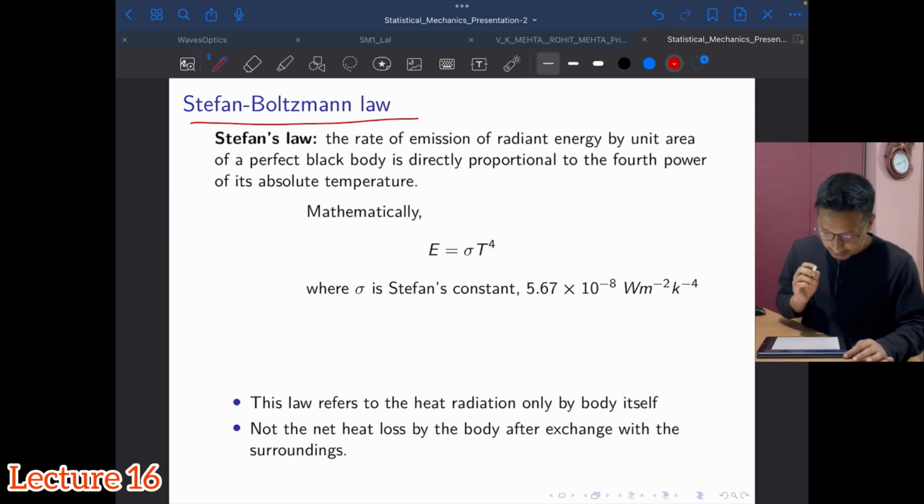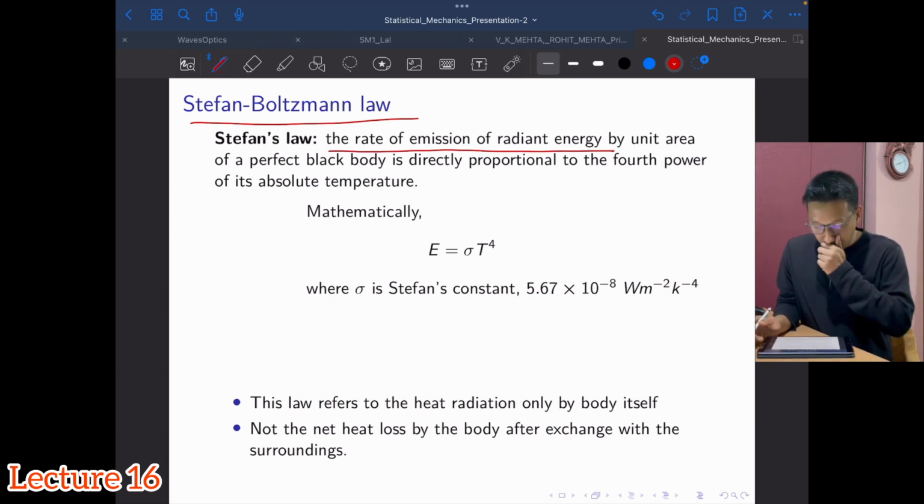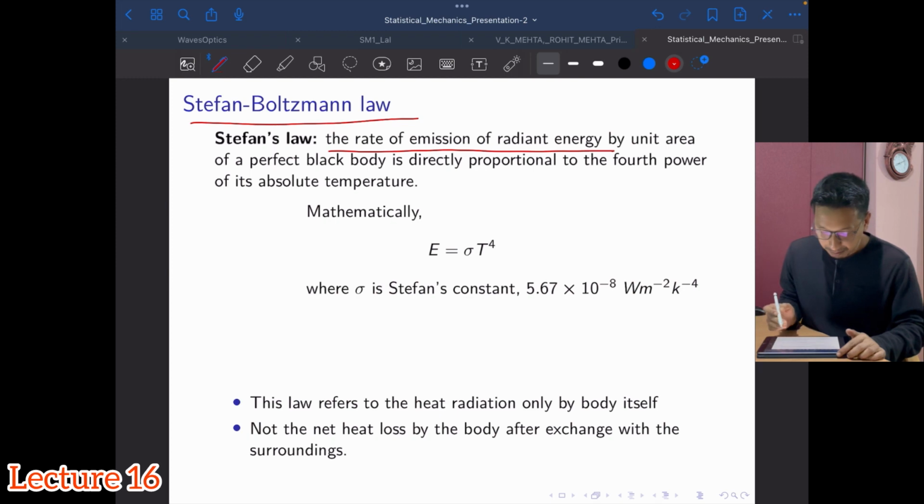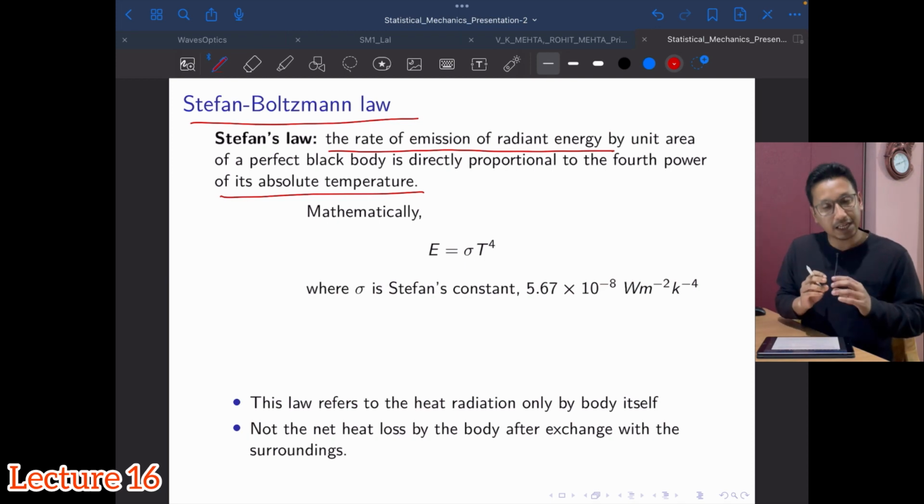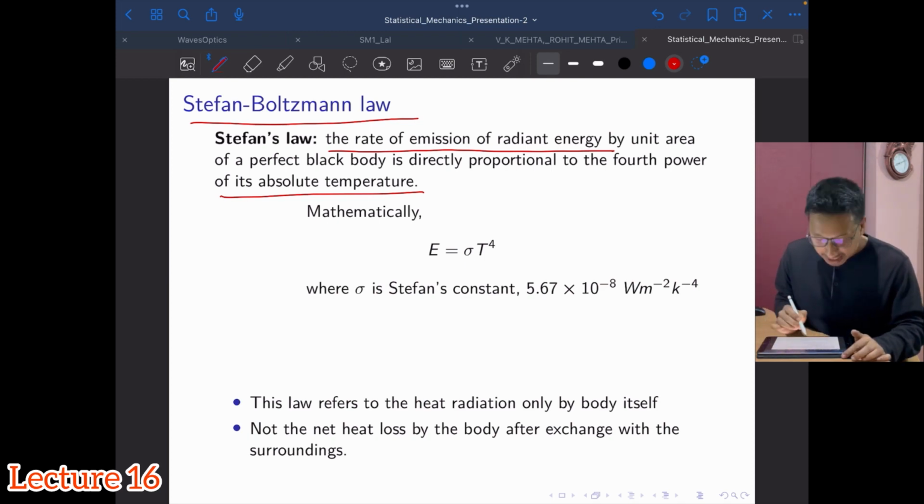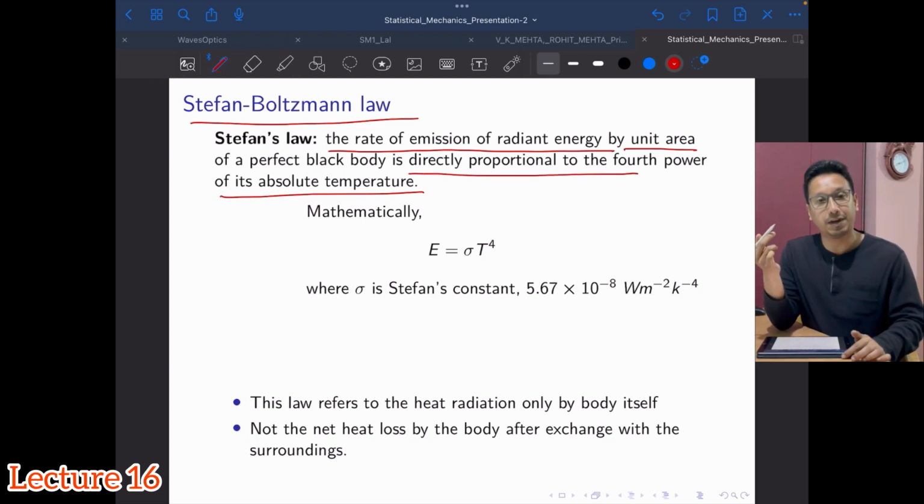Stefan's law says that the rate of emission of radiant energy by unit area of a perfect black body is directly proportional to the fourth power of its absolute temperature. When I talk about rate of emission of radiant energy, rate means something per unit time. So the energy radiated by a perfect black body per unit time, then per unit area, is directly proportional to the fourth power of absolute temperature.